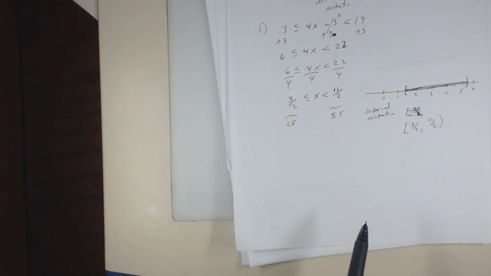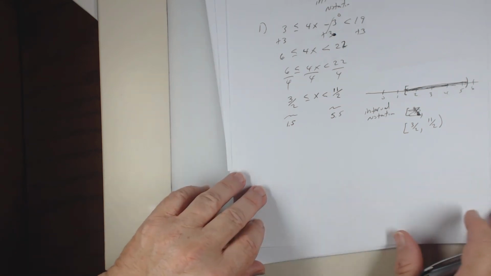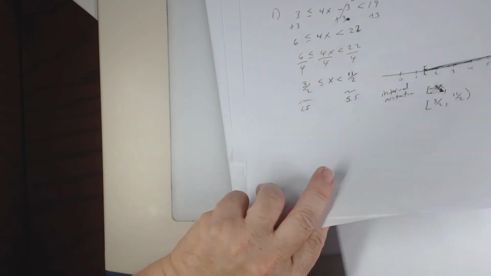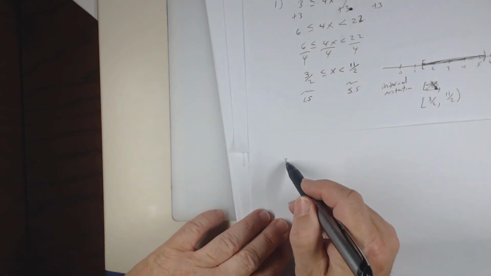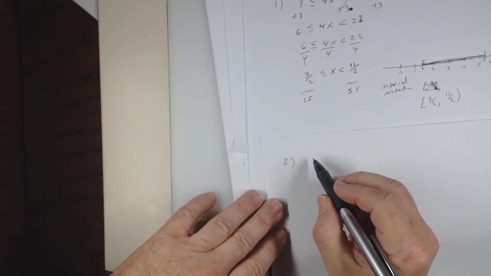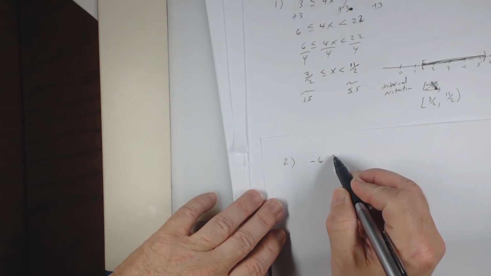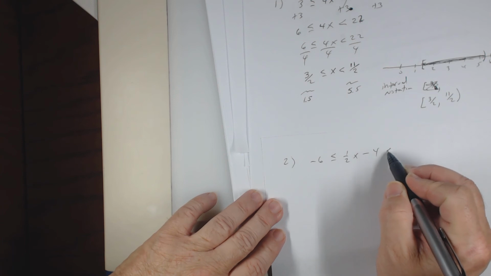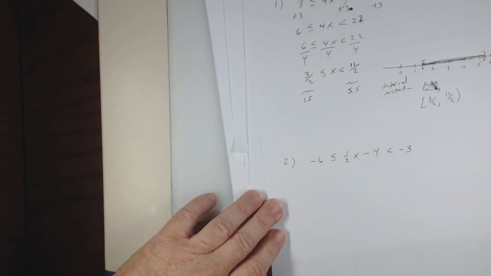All right, let's do one more with this. Let's look at this one. All right, this is number 2. You have -6 is less than or equal to 1/2 x minus 4 is less than -3. Now, don't make it difficult. What can you do first? There's some things you do. What might be the easiest thing to do first?